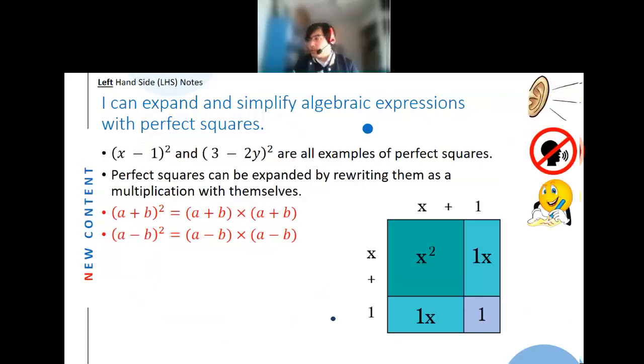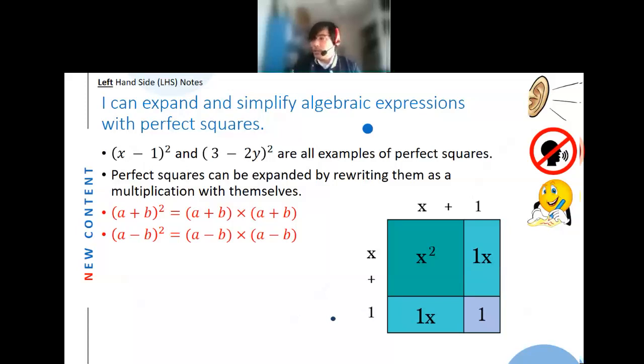These are the notes that I would like you to write down for me later. I'm just going to go through these very quickly. When you have, for example, brackets x minus 1 close brackets squared, or 3 minus 2y in brackets squared, they are all examples of what we call a perfect square. Any brackets and then squared, that's a perfect square. So what we can do is expand them. We can rewrite them as a multiplication of themselves.